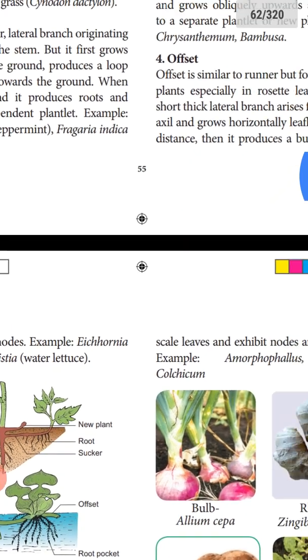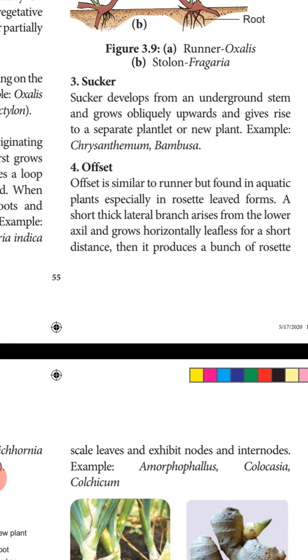In chrysanthemum, the sucker develops an underground stem, and this stem grows obliquely upwards and gives rise to a separate plantlet or new plant. Next is the offset. Offset is similar to runner but found in aquatic plants, especially in rosette leaved forms. Rosette leaf forms means the stem is very much condensed and the leaves are very close to each other.